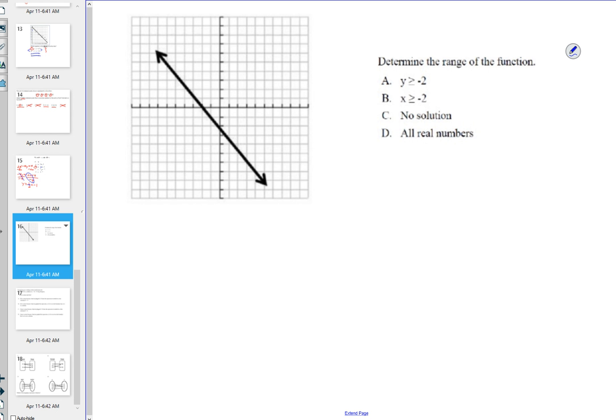Determine the range of the function. What does range mean? Yeah, how low and how high? What does this arrow mean? It's going up forever. What does this arrow mean? It's going down forever. Every line, unless it's horizontal, will have a range that is infinitely up and infinitely down. It'll be all real numbers.